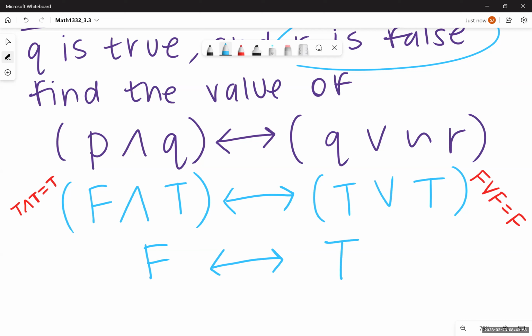And now I'm just looking at what? F, if and only if T. Those don't match. They're not doubles. They're not both the same. This arrow that points in both directions means I need them to be both the same. So my final outcome is false. You're done.